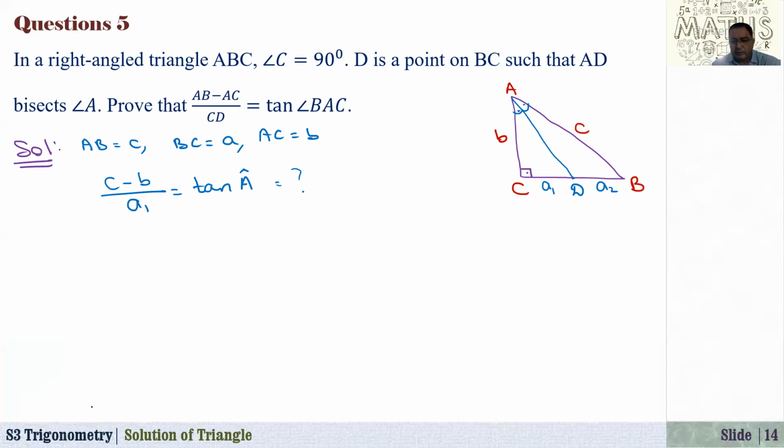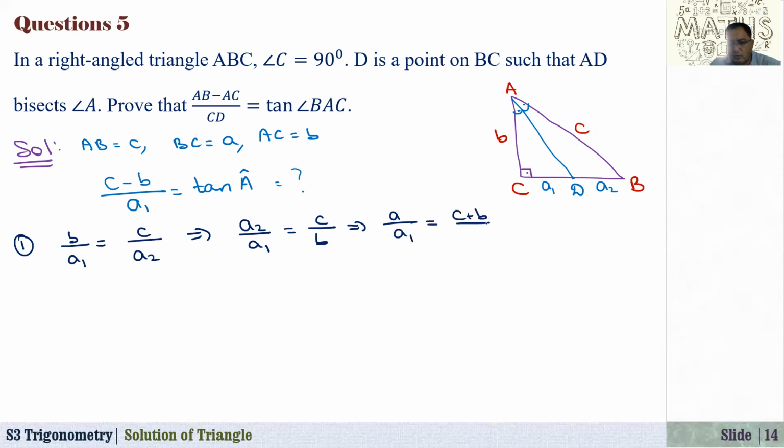Okay. Now, using the angle bisector theorem, let me just write the first step. From here, I can write this relation: b over a1 is equal to c over a2. Or I can just write this: a2 over a1 is equal to c over b. Or if you just add 1 to both sides, on the left-hand side I have a over a1, which will be equal to (c plus b) over b. That's our first finding, (c plus b) over b.